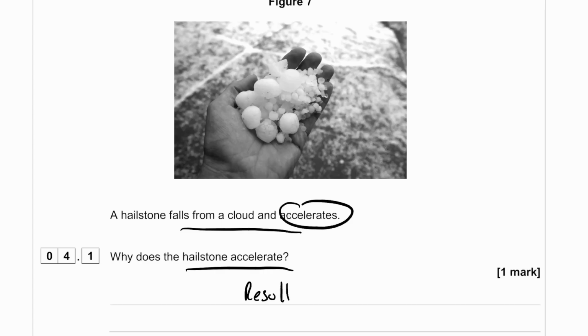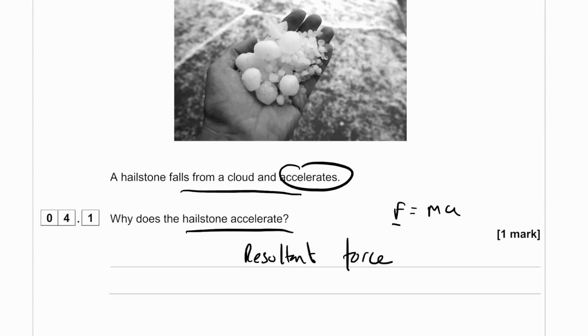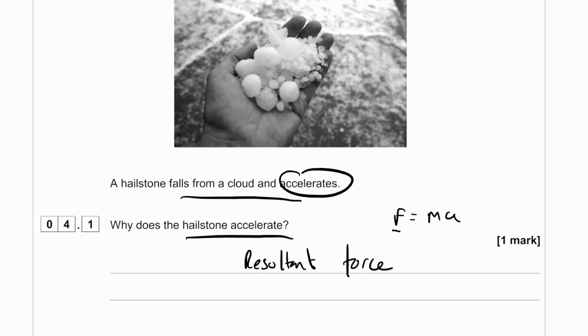Okay, so you should hopefully all know the link between resultant force and acceleration, where F equals ma. But F here, even though we write F in our equation, it's resultant force. It's not just force. So you can't just say there's a downwards force on the hailstone. If you were to say there's a downwards force, it wouldn't be enough marks, because yes, there is a downwards force, but there's also air resistance. So if you were to draw out the hailstone, it would look like this.